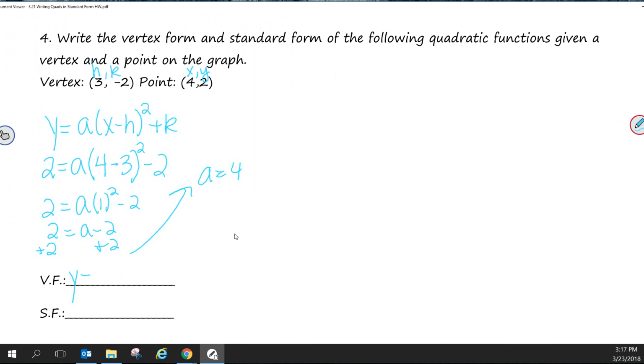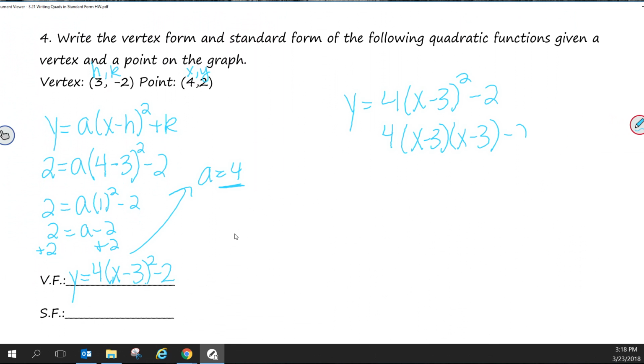So vertex form is y = a. We just said a was 4. And then I've got (x - h), my h is 3, squared. And then plus my k, which is negative 2. Now we want to take this guy and we want to expand it out and put it into standard form. So I've got y = 4(x - 3)^2 - 2. And this is doing what we were just doing in 1 through 3. So I've got 4 times (x - 3) times (x - 3) minus 2.